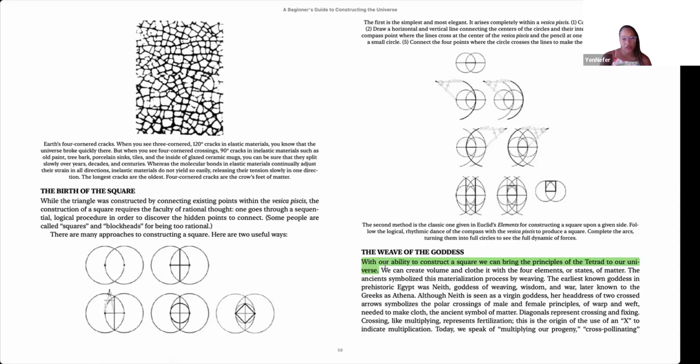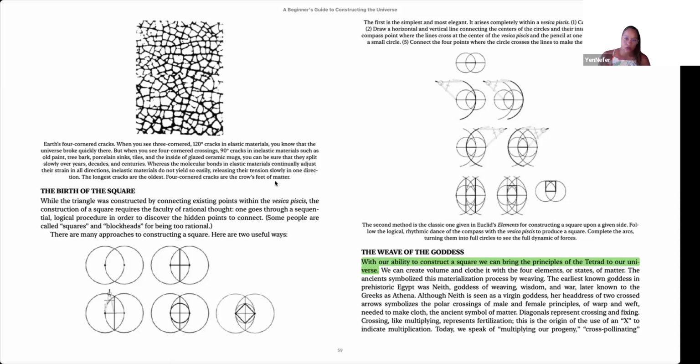The ancients symbolized this materialization process by weaving. The earliest known goddess in prehistoric Egypt was Neith, goddess of weaving, wisdom, and war, later known to the Greeks as Athena. Although Neith is seen as a virgin goddess, her headdress of two crossed arrows symbolizes the polar crossings of male and female principles of warp and weft, needed to make cloth, the ancient symbol of matter.